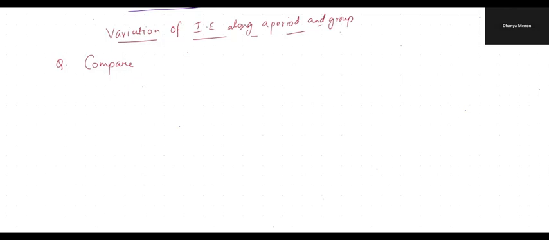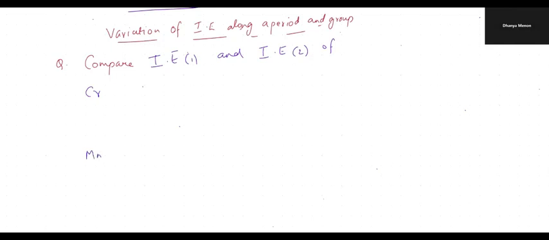If you have another question, compare the first ionization energy and second ionization energy of chromium and manganese. Okay, chromium and manganese.